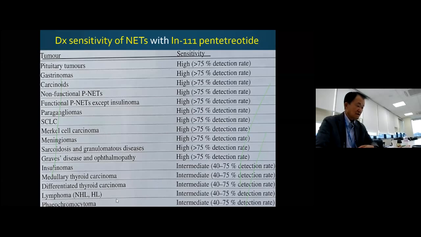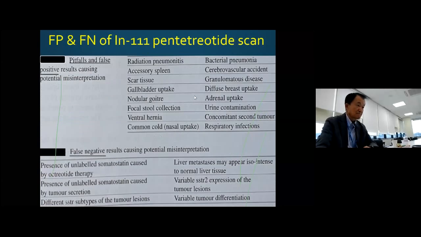Again, there's quite a variability depending on the grade, the proliferation, and also the amount of receptors. Even in the same patient, some lesions are very high, some lesions are very little. Those all depend on several factors, as I mentioned: different receptors, amount, vascularity, etc. It's not the same.